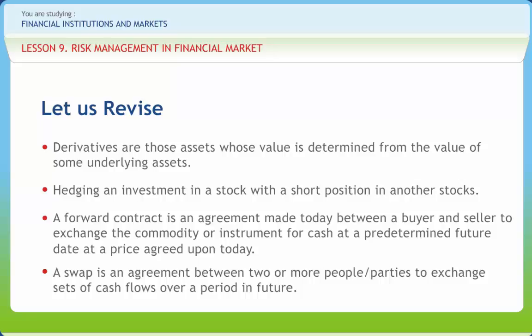A swap is an agreement between two or more people or parties to exchange a set of cash flows over a period in future. An option is a contractual agreement that gives the option buyer the right, but not the obligation, to purchase or sell a specified instrument at a specified price at any time of the option buyer's choosing by or before a fixed date in the future.